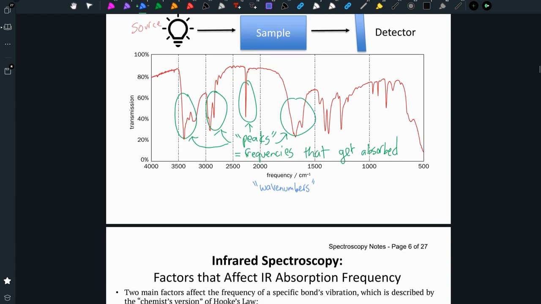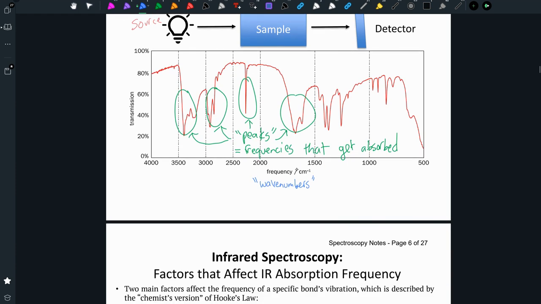One weird thing to note is that we usually put the slower end on the right. So slower vibrations over here and faster vibrations over here. So it looks like our x-axis is backwards. Again, someone's arbitrary choice and it's stuck. So this is the way these spectra typically look.